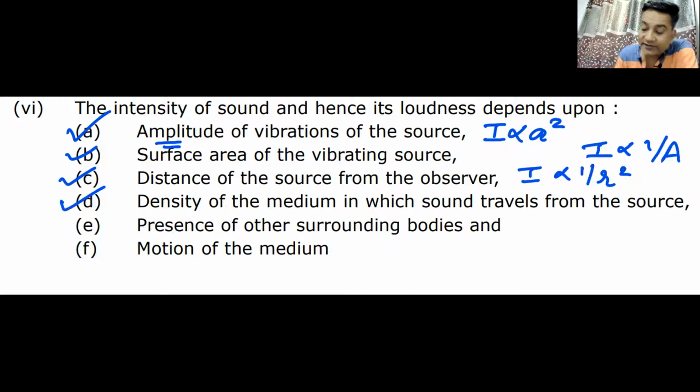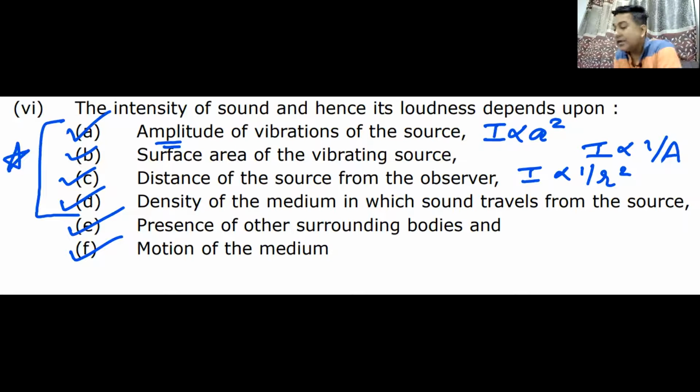It also depends on the density of the medium in which the sound travels. It is directly proportional to density. I had given you the formula for intensity as well. It depends on the presence of other bodies, and it also depends on the motion of the medium. So these are the 6 points. Out of these, you must remember these 4 points which are very important. Intensity is proportional to A square. Intensity is inversely proportional to area. Intensity is inversely proportional to distance square. And intensity is directly proportional to the density of the medium. Do we understand this? I'll give you a minute.